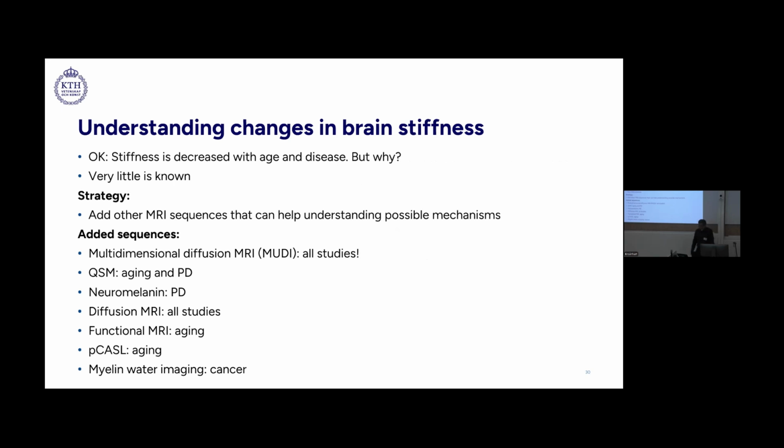And what we found in the literature is that very little is known. So our strategy was to have very, very long protocols to understand a little bit more what is happening with the mechanics. So we added to all studies this multidimensional diffusion that I will mention a little bit later, QSM that is for iron content for the aging and Parkinson's, neuromelanin that is very specific for Parkinson's as well, diffusion because I like diffusion as I mentioned.